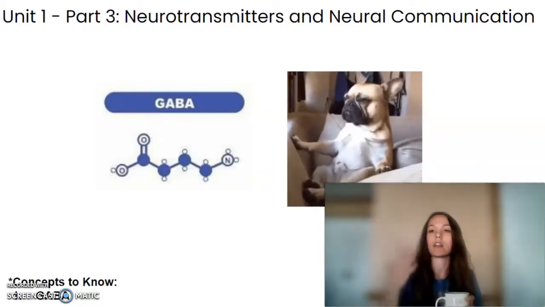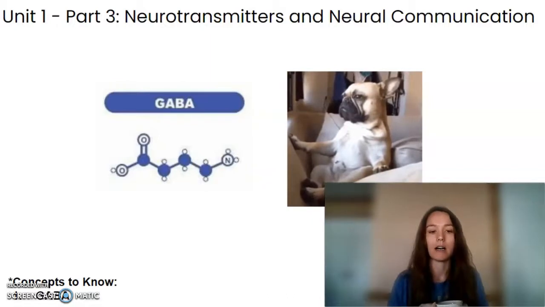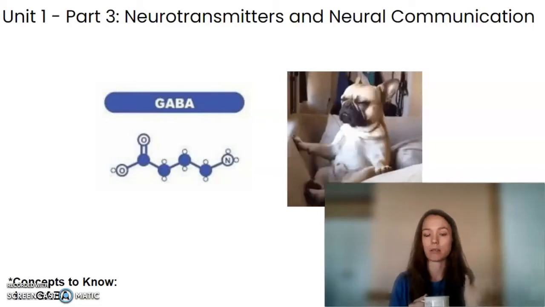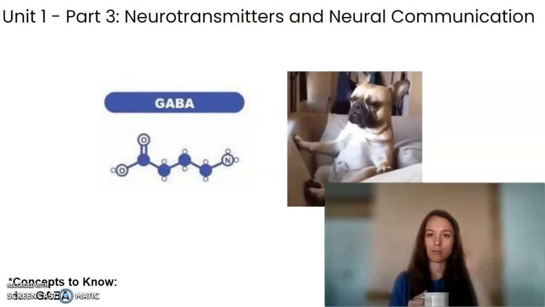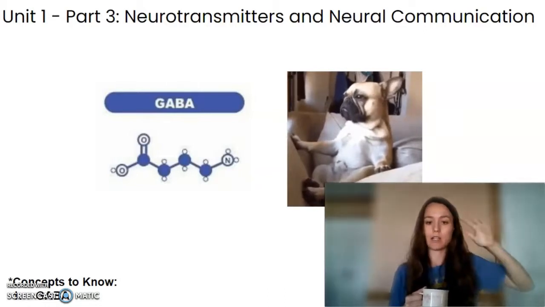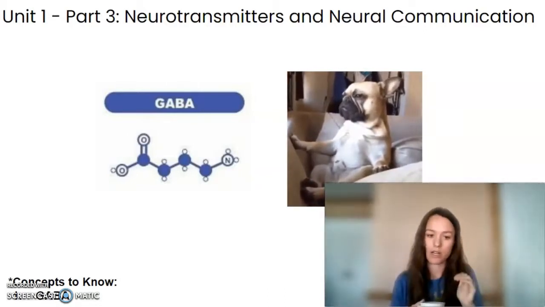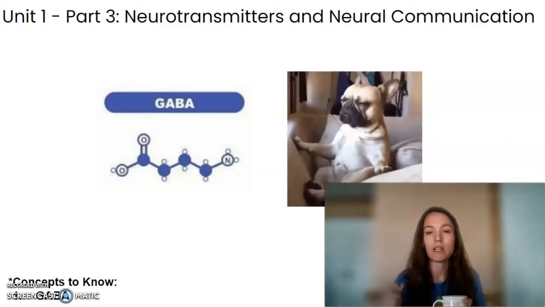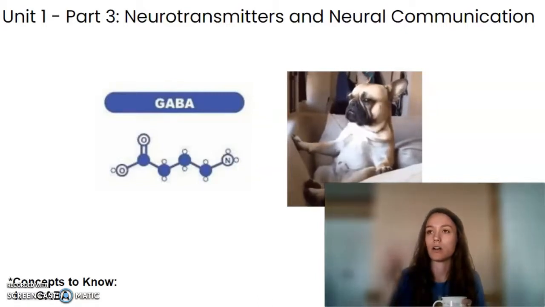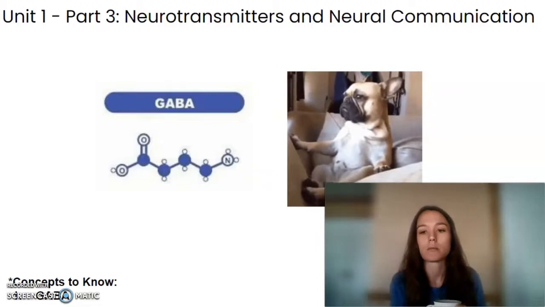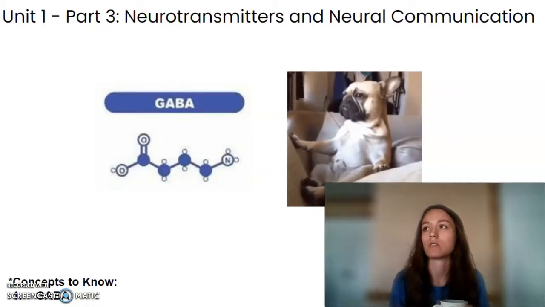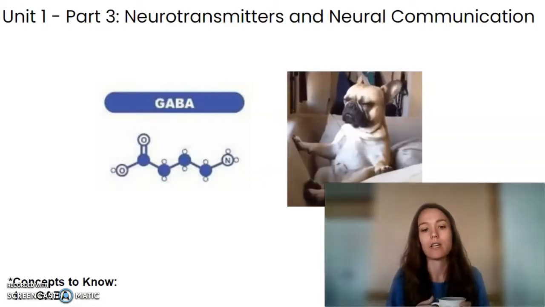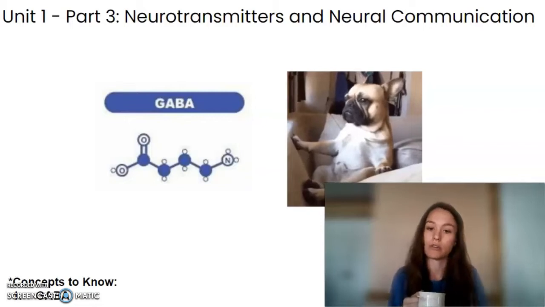GABA, I think of it as the calming neurotransmitter. Sometimes people take medications that focus in on that GABA receptor site to get relief from excitable anxiety, to get that reduced stress. Sometimes people take a medication called gabapentin, and that focuses in on the excitability of nerves. If people are having tremors or seizures, or if they've had a nerve injury and it is overactive, gabapentin can help calm those nerves.